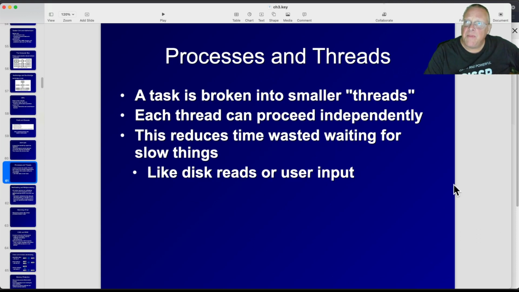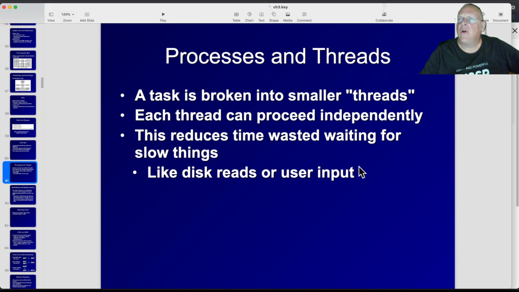So the task is broken into threads. One process, like you launch Microsoft Word, will be broken up into threads, and those threads can proceed independently. So if one thread is waiting for something slow, like user input, other parts of the program can continue forward in other threads. And that's the idea.